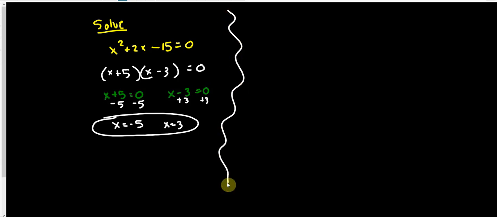Okay. Well, I could get even fancier with this. What if I were to do something like this? x squared minus 10x equals negative 24. And you're like, I don't know about this one.